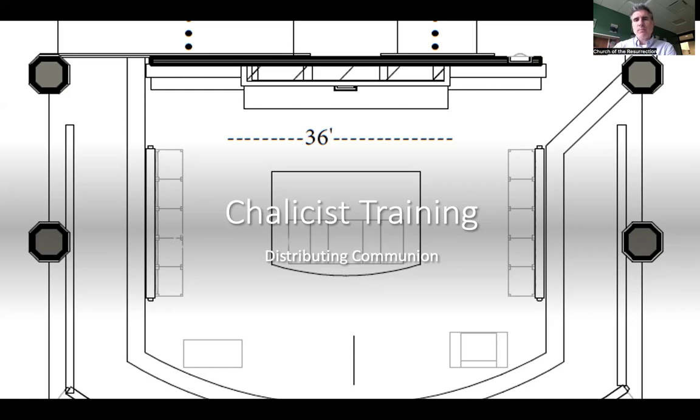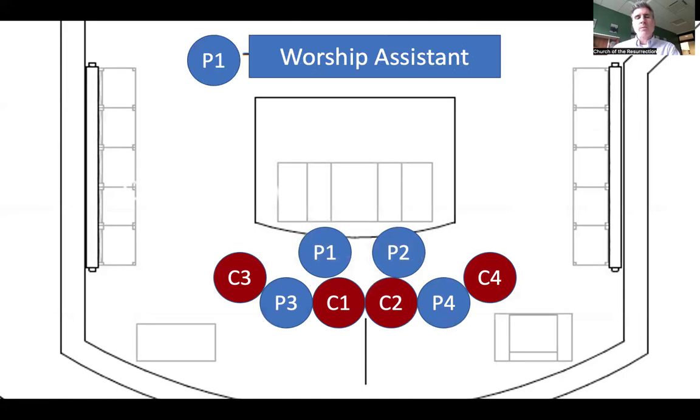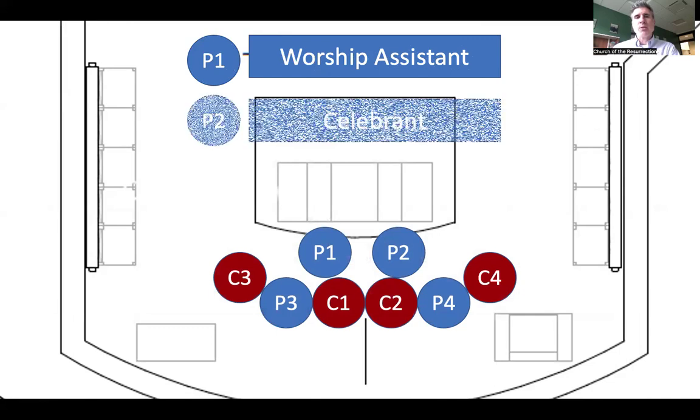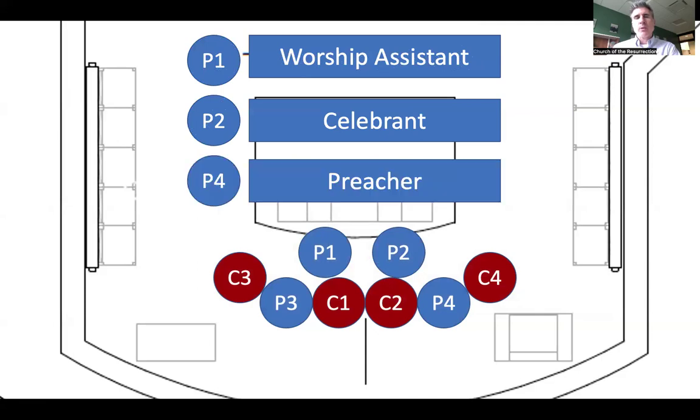So, first thing is we have our team of 8 folk who are helping to distribute communion. 6 of us coming up and receiving from the worship assistant and the celebrant. Each week, we can count on patent number 1 being the worship assistant, patent number 2 being the celebrant. Typically, patent number 4 is the preacher. That will change on situations where the celebrant and the preacher are one and the same person. But generally speaking, these 3 roles will be assigned each week according to worship assistant, celebrant, and preacher.